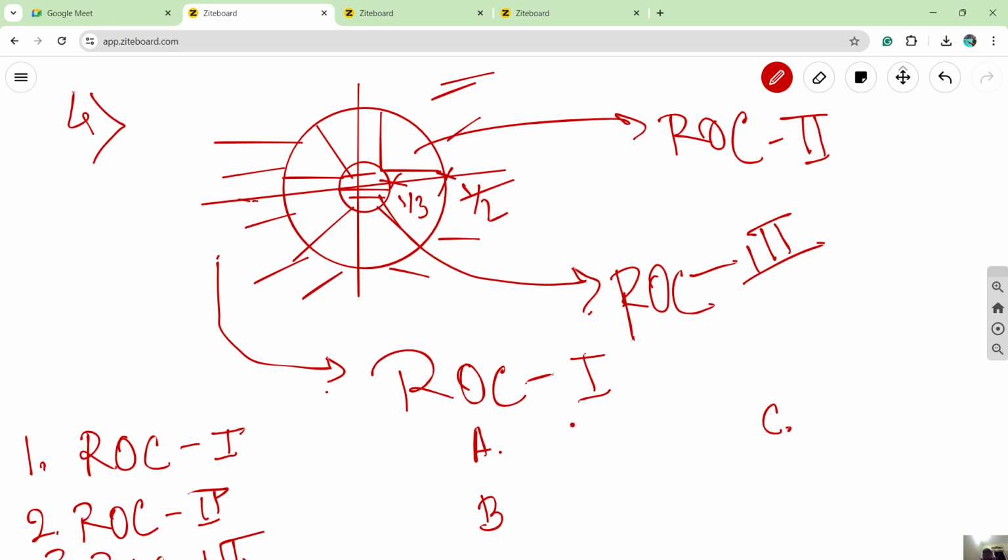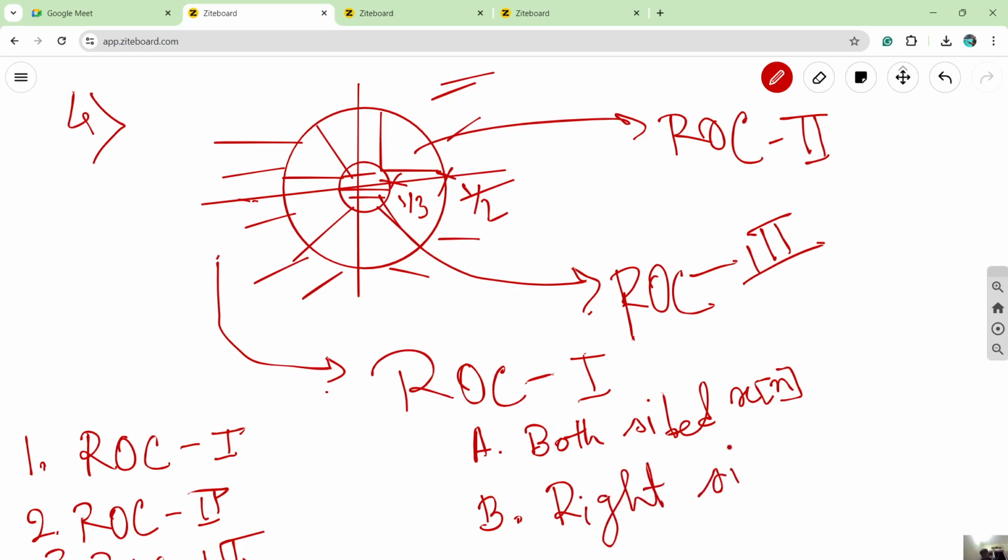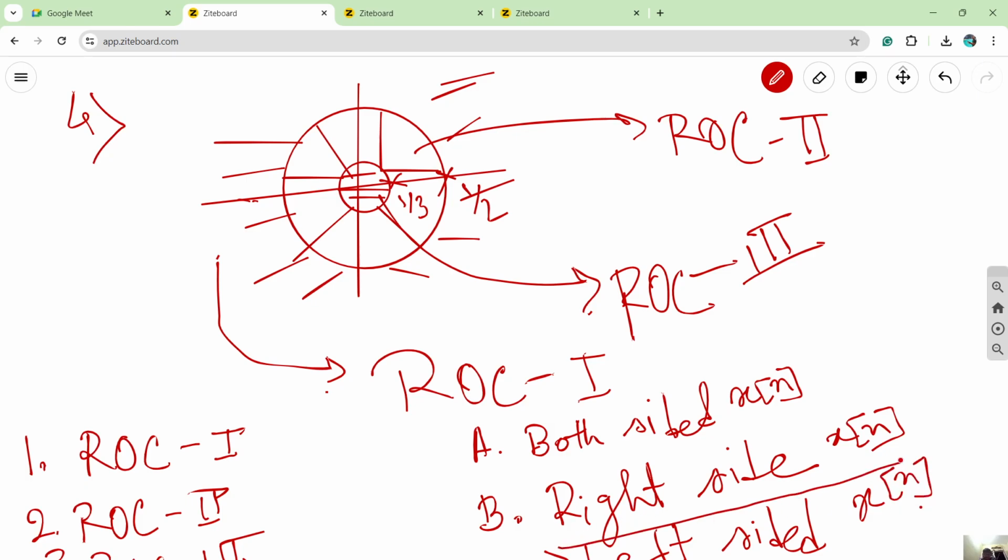So we have to say the signal is both sided. What is the characteristic of the signal? It depends on the ROC. Option B, right sided. C, left sided. So what is the sequence of X of z? That is the question, depending on the ROCs.